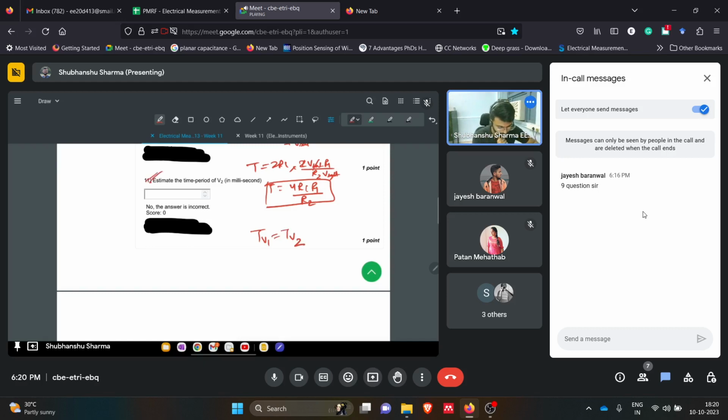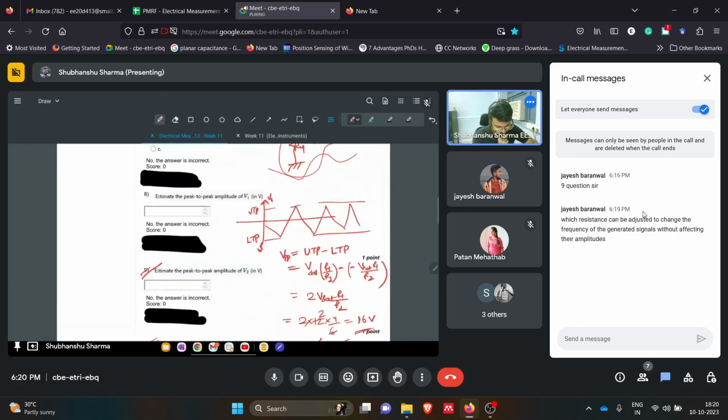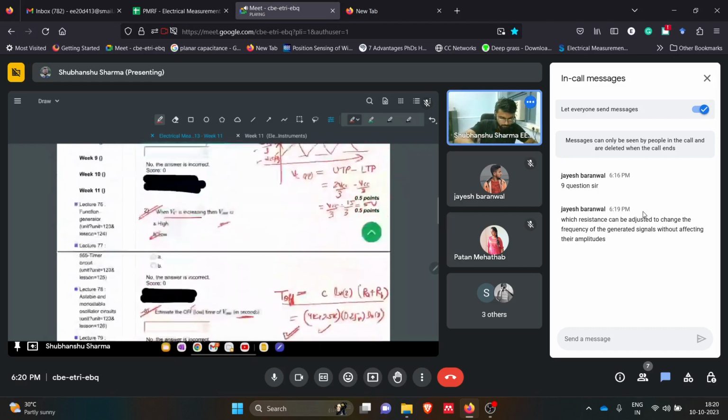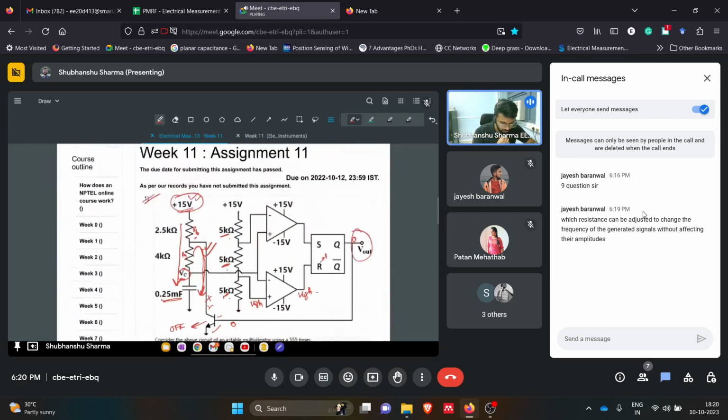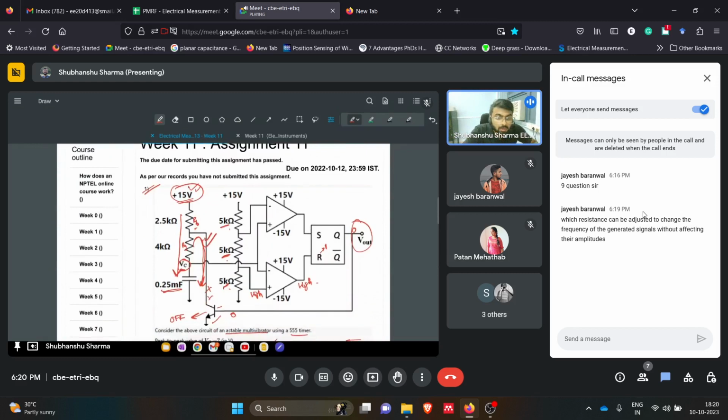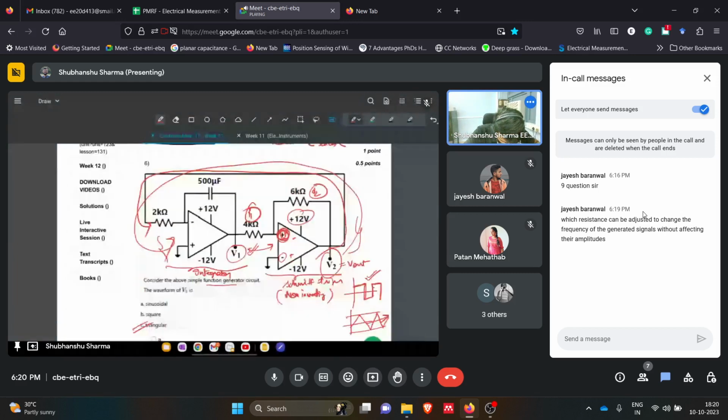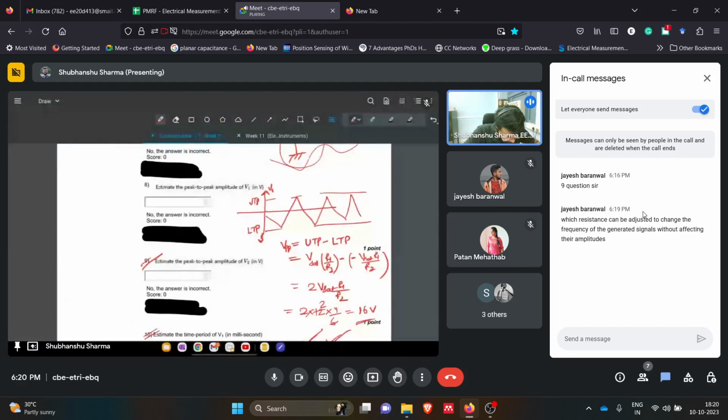So this is also there. So this much was there for today's week. Okay, ninth question. Estimate the peak to peak amplitude of V2. Which resistance can be adjusted to change the frequency of the generated signals without affecting their amplitudes? So in this V2, you are saying which resistance can be adjusted to change the frequency.